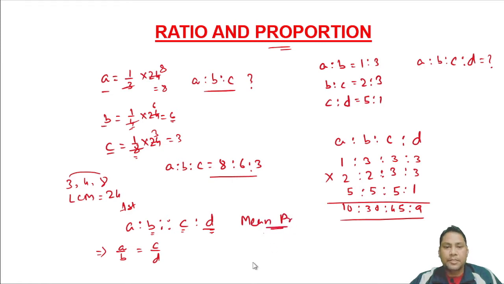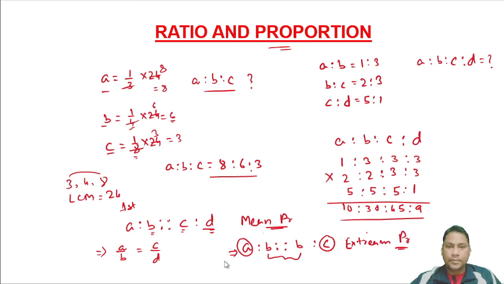Mean proportionate. If the ratio is given in the format A is to B, proportion B is to C, then this is called mean proportionate. Here B is called the mean proportionate, and A and C are called extreme proportionate. So if the values of the extremes are given, we can take out the value of the mean proportionate.